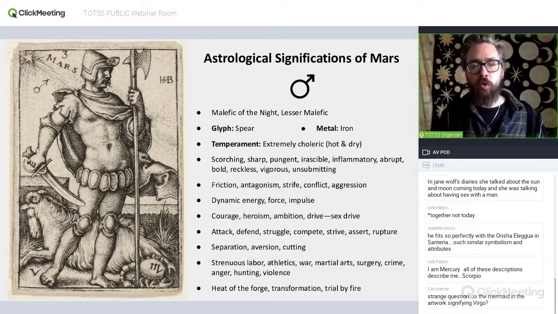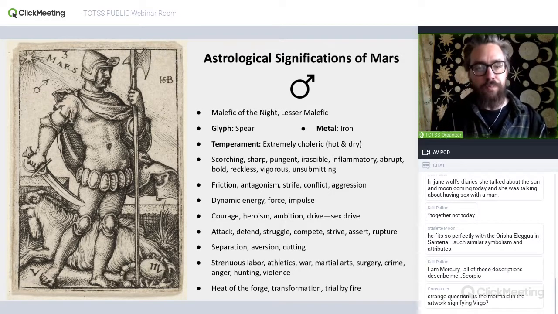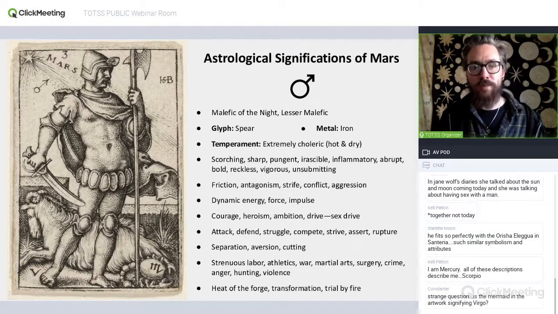And so some words for Mars are scorching, sharp, pungent, irascible, inflammatory, abrupt, bold, reckless, vigorous, and unsubmitting. Right. Although a lot of these things are kind of difficult, I want to bring out why Mars is actually very helpful. A deficiency of Mars is not a good thing. Mars can symbolize friction, both difficult friction, as well as the way that sometimes in interpersonal relationships, a certain type of friction can actually lead, whether it's sexual or not, to relationships. So there's a certain kind of friction that can actually be very beneficial in human relationships.